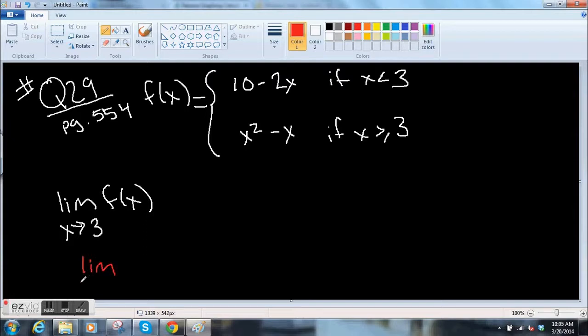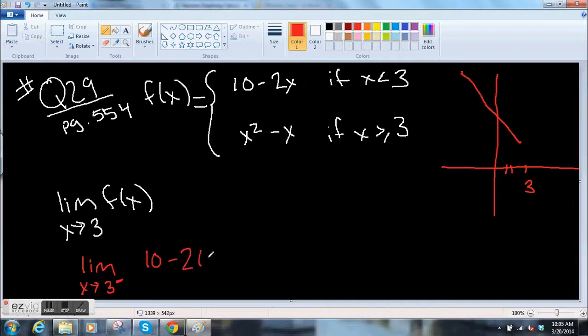So let's take the limit as x goes to 3 from the left. Here's 3. That's the point 3. So from the left, we have some function here. It's coming down. That's supposed to be a straight line. The function is 10 minus 2x. Well, at 3, we can plug in the value 3 and see where that function is going. So that's going to be 10 minus 6, which is 4. So that tells us that as x approaches 3 from the left, it's going towards the point 4. All right, so what's happening on the other side?